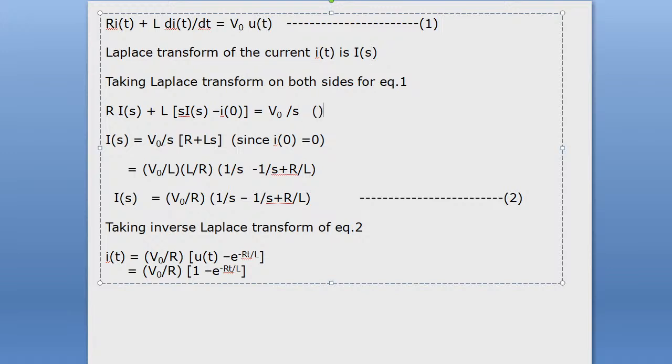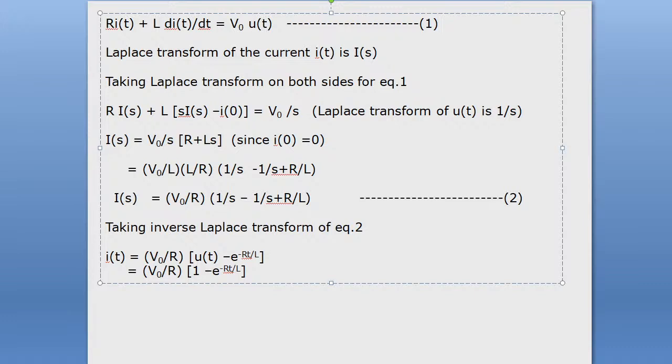Let me write here inside a bracket: the Laplace transform of u(t), the unit step function, is 1 by complex frequency s. S is a complex frequency. Now we can write I(s) equal to V0 divided by s times (R plus Ls). You just simplify it, and I0 is equal to 0, because you know that an inductance acts as an open circuit element at t equal to 0. Therefore, the current through it is equal to 0.